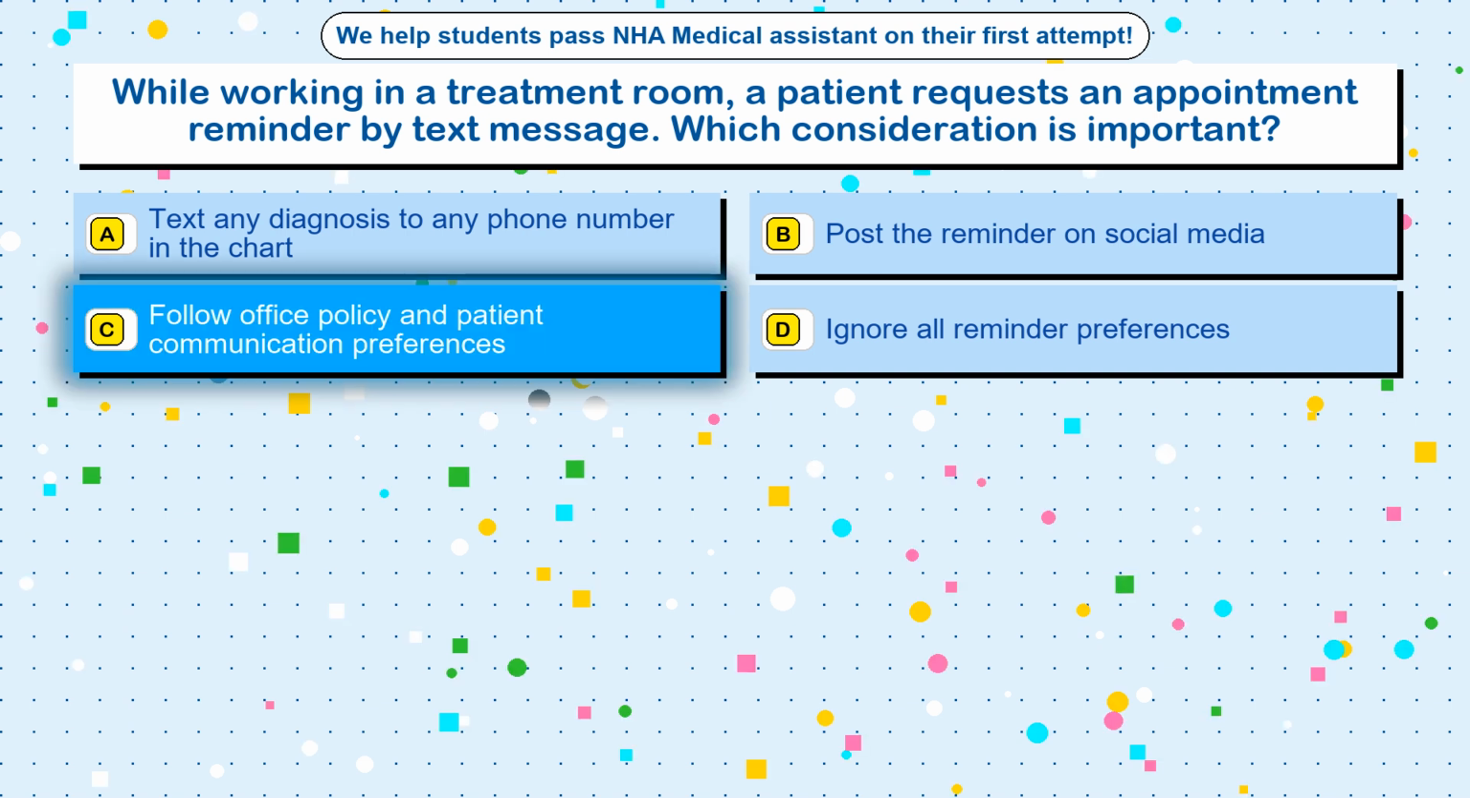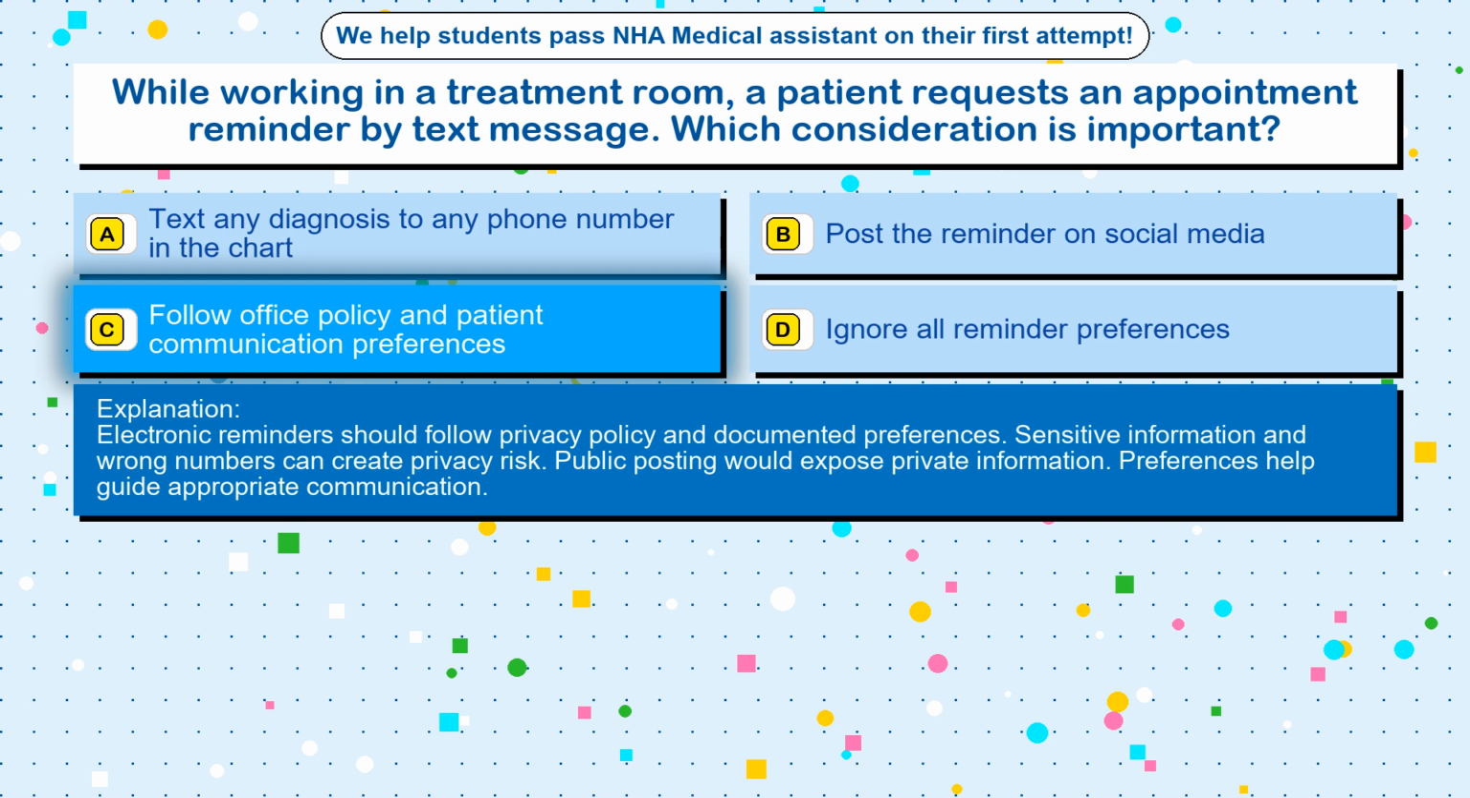The correct answer is option C, follow office policy and patient communication preferences. Electronic reminders should follow privacy policy and documented preferences. Sensitive information and wrong numbers can create privacy risk. Public posting would expose private information. Preferences help guide appropriate communication.